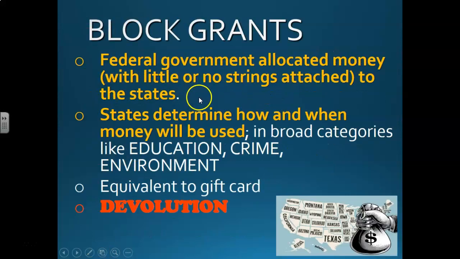The conservatives didn't really like those grants, so they came up with the idea of the block grant. And so here, the federal government gives money to states, but there are no strings attached. And instead of it being a very specific purpose, what the federal government does is it just picks a broad category or a broad block, like education or crime. And then the states get to use that money for anything within that category.